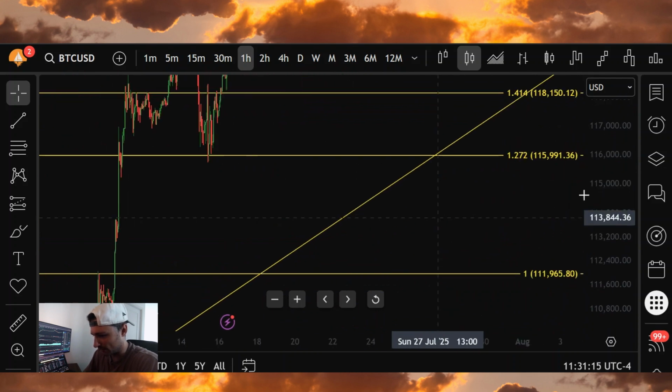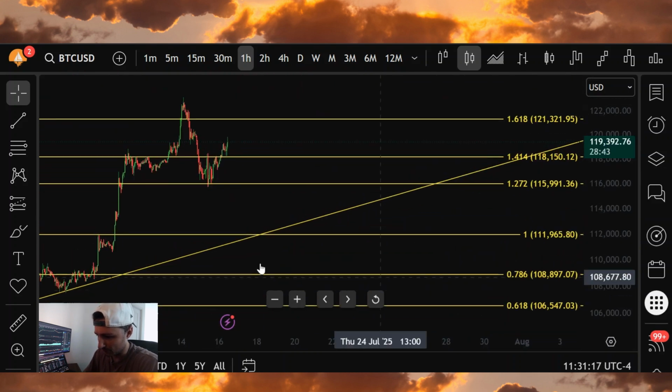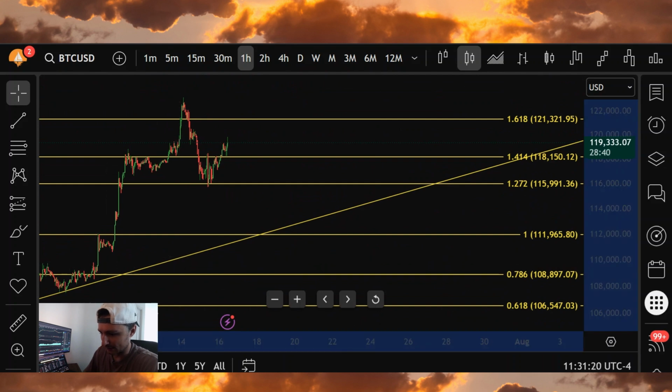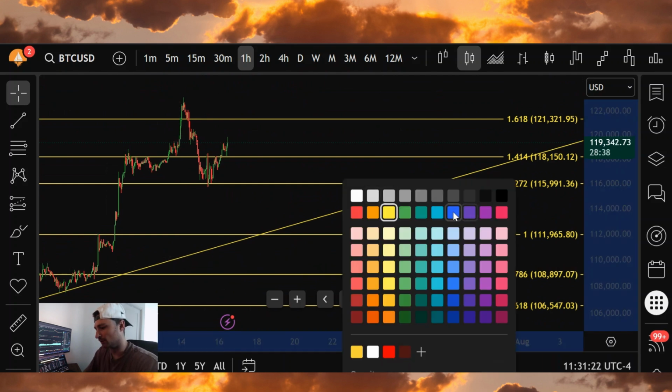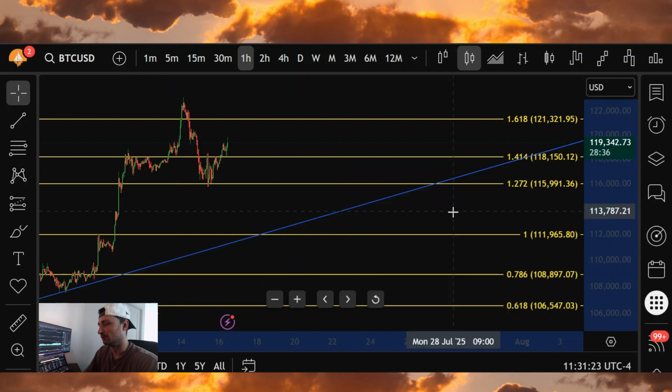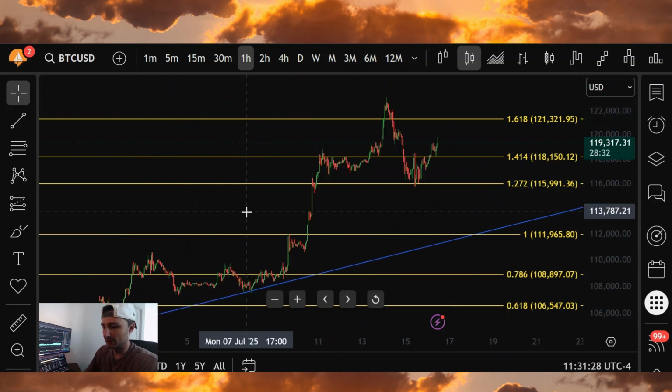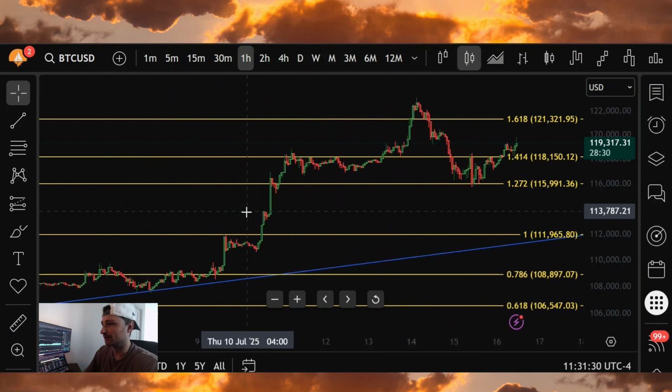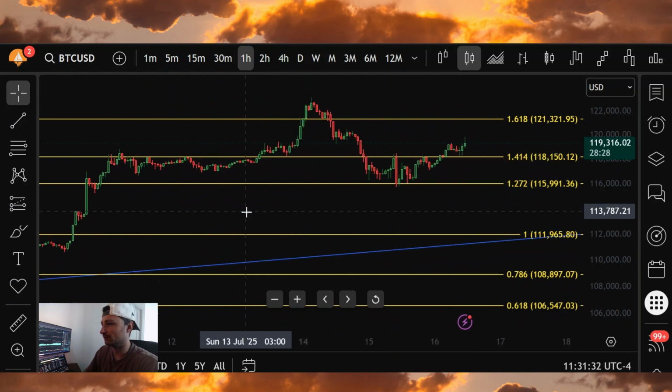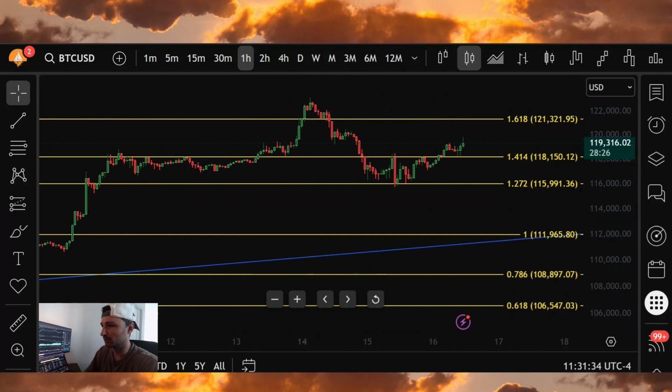Okay, so we see now the trend line that we drew on the daily. Let's make this actually a different color. Let's make this more of a blue. So really, really solid price action, guys, at this 141 and this 127. Look at this. Unbelievable. We come down into the 127, pump up into the 141, instant rejection, huge bearish candle there on the 1 hour.